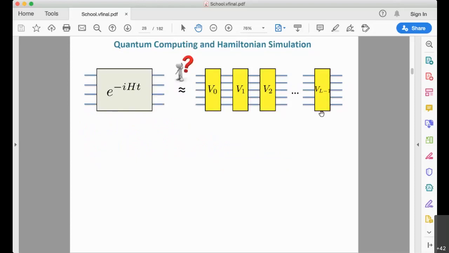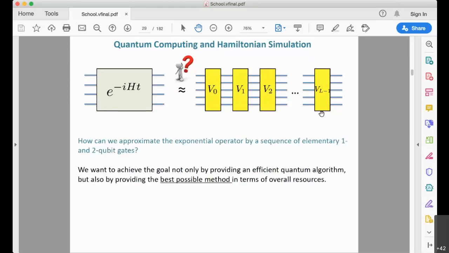So in the Hamiltonian simulation problem, we are trying to find an approximation to this exponential operator, the evolution operator, e to the minus iHt. We want to find such an approximation by a sequence of elementary 1 and 2 qubit gates. And as I said, not only are we seeking efficient algorithms, but we are looking for the best possible method in terms of overall resources. Depending on the method, some of the resources are optimized in one method, and some of the other resources are optimized in another method, and so on. I hope that will be clear when I describe the different methods.